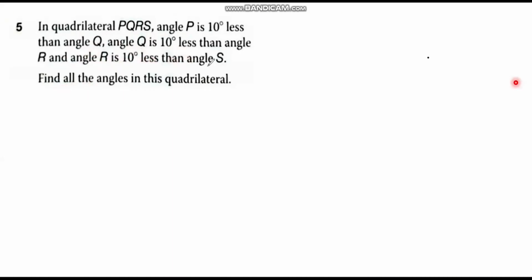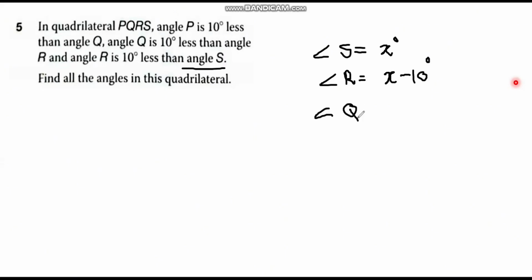All other angles are comparatively given, but we don't know about the angle S. So we will assume that the size of S is x degrees. It means we can also write that R is just 10 degrees less than the size of x. It means it should be x minus 10. And the size of Q is further 10 degrees less than the size of R. So it will be x minus 10 minus 10. Means we can write it as x minus 20. Means it is 20 degrees less than the size of S.